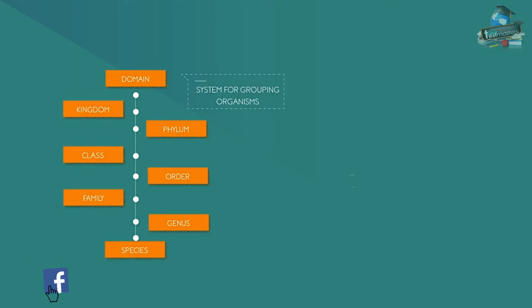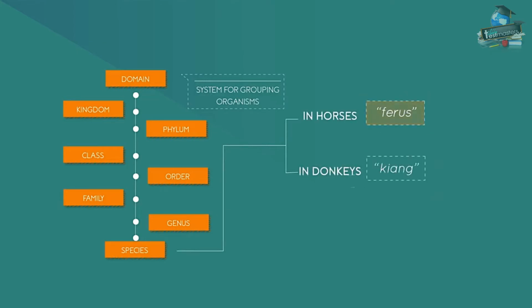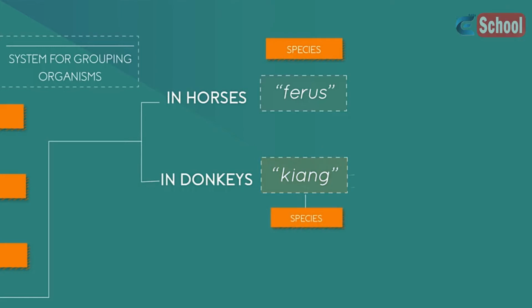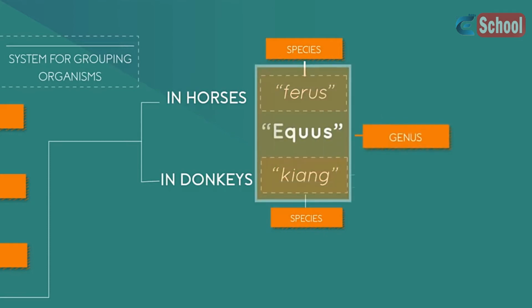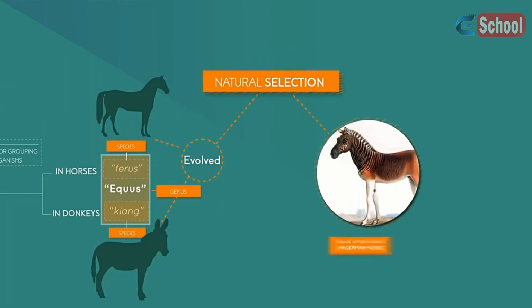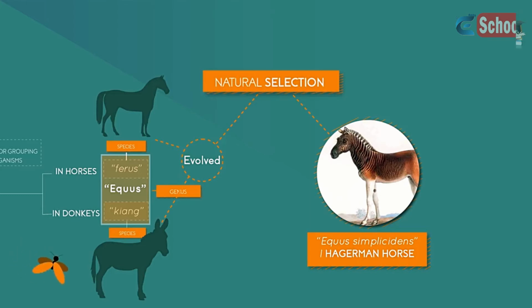The species group is accepted as the smallest unit of biological classification and is always given a Greek or Latin name. In horses, this name is ferus, whilst in donkeys, the species name is asinus. Both species belong in the larger group or genus known as Equus. These two species both evolved through the process of natural selection from a common ancestor called Equus simplicidens, or Hagerman horse.